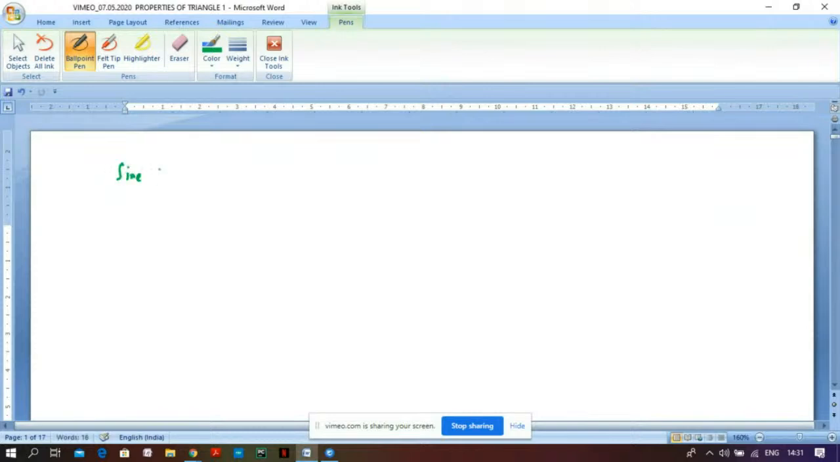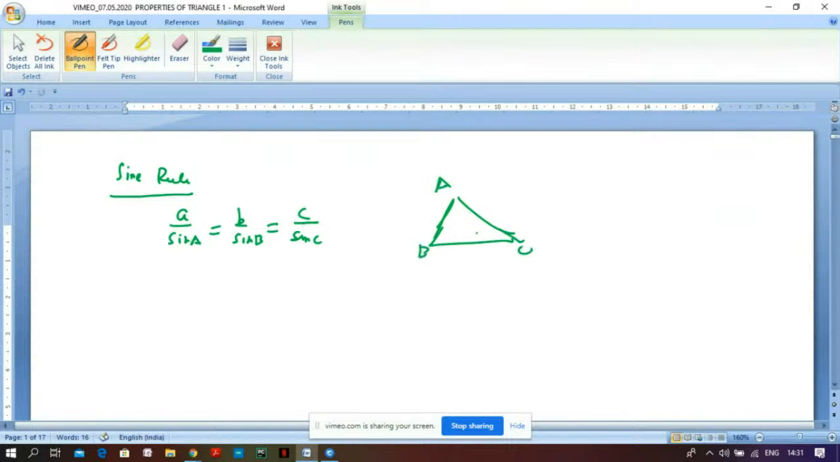So first is your sine rule. That simply tells that a over sine A equals b over sine B and c over sine C in triangle ABC, my usual triangle. Nothing great about it. And this ratio equals 2R, where R is the circumradius. That is known as the sine rule. It has got lots of applications.